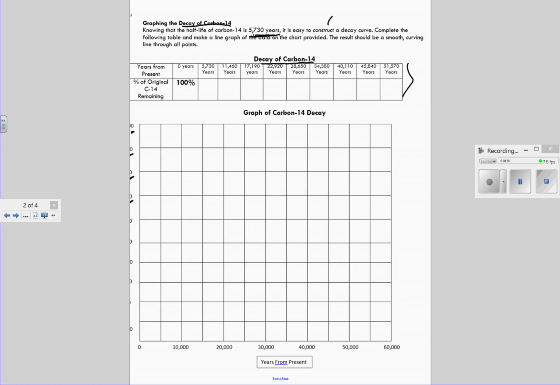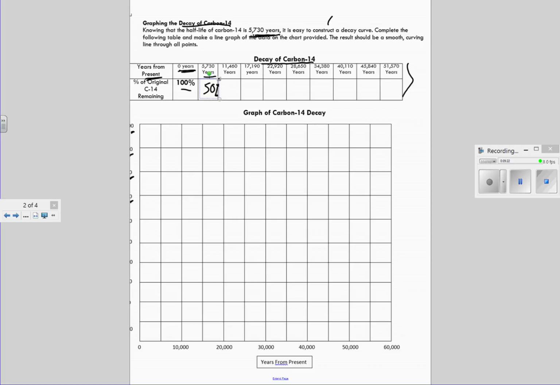So for example, if I start here in years from present, right at the beginning of our story, we'll say that we have 100% of our carbon-14. After one half-life goes by, how much will you have left? Well, 1/2 of 100 is going to be 50%. So we'd have 50% of our original carbon-14 remaining.